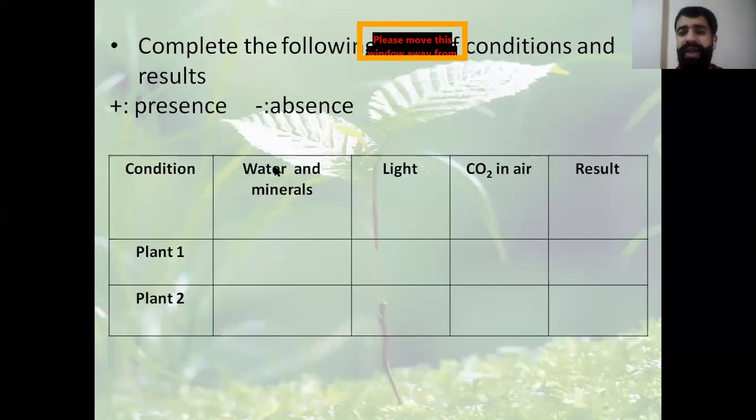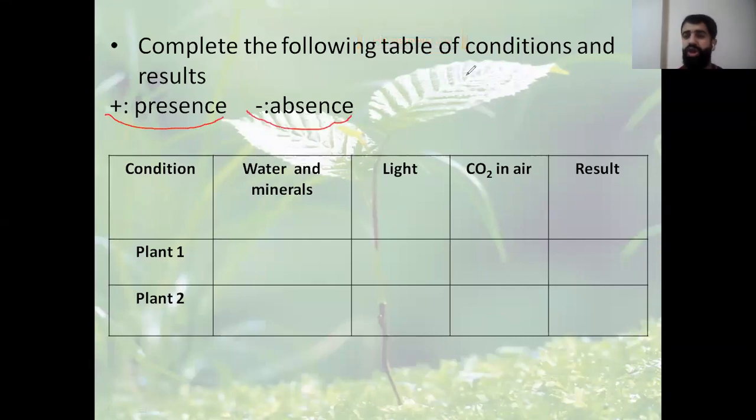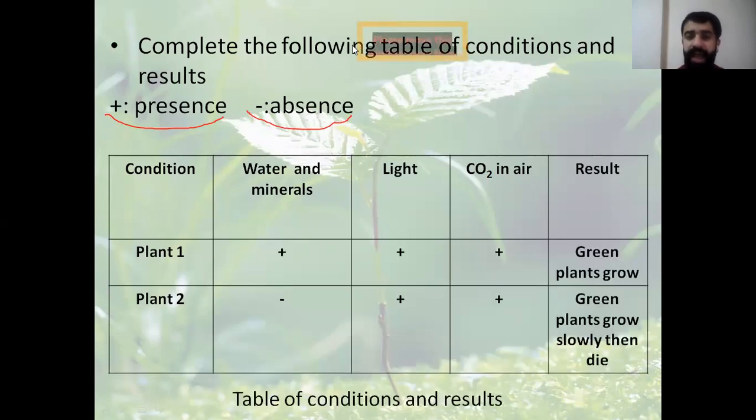So they said complete the following table of conditions and results. Always and always and always in a table of conditions, the plus means presence and the minus means absence. So all the conditions are found in both plants except for the water in plant 2. In plant 1 we have water, so plus, and minerals. We have sunlight, so plus. We have CO2 in the air.